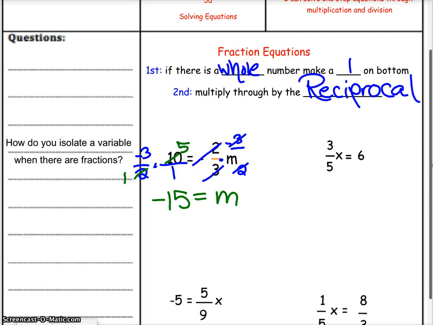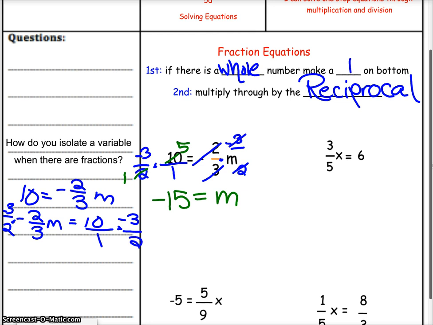This one's a little easier. I don't like my variable on the right-hand side. What I usually do for this first one, 10 equals negative 2/3 m, is flip it right away so I can have my variable on the left. For some reason my variable on the right just makes me feel stressed. So then I times through by the reciprocal and I solve it that way. That's equivalent because equality is clearly commutative, meaning you can flip it.